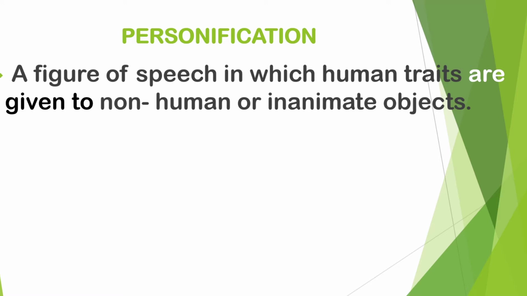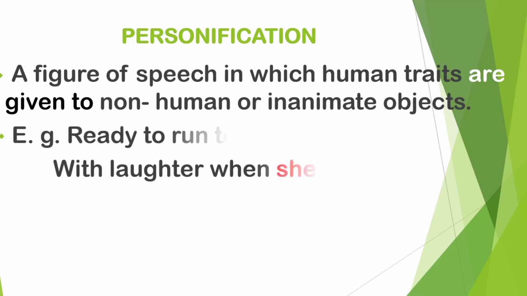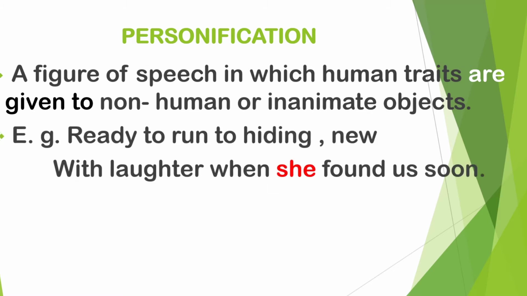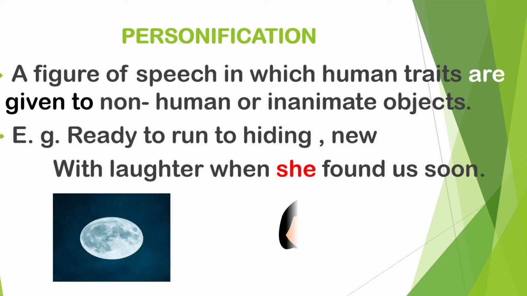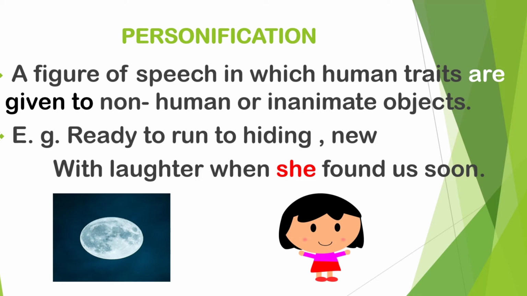For example, look at the line. Ready to run to hiding, knew with laughter when she found us soon. These are beautiful lines taken from the poem Going for Water, written by Robert Frost. Here we get a description of a group of children going in search of water, and they play hide and seek with the moon. The pronoun she used there refers to moon, and moon is described as laughing.